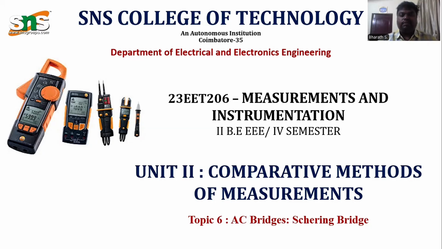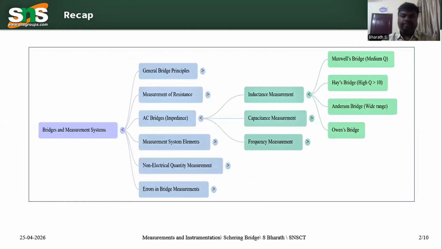This topic is discussed for second year students. That is the classification of one type of AC bridge, which is called the Schering bridge. When we come to understand the various concepts of bridges, we first studied the DC bridges, then came to AC bridges, which are used for inductance measurement, capacitance measurement, and frequency measurement. We have already discussed Maxwell's bridge and Anderson's bridge. Now we are going to discuss the Schering bridge.